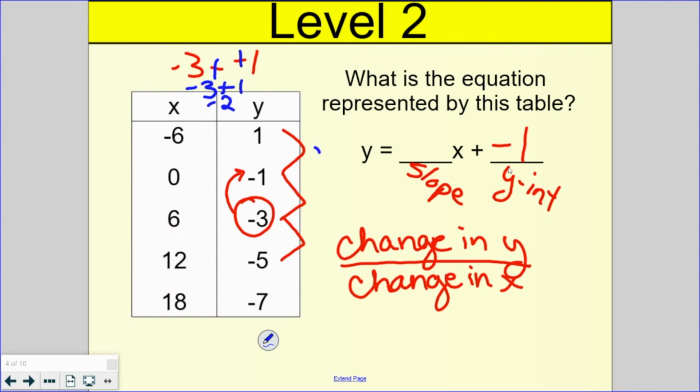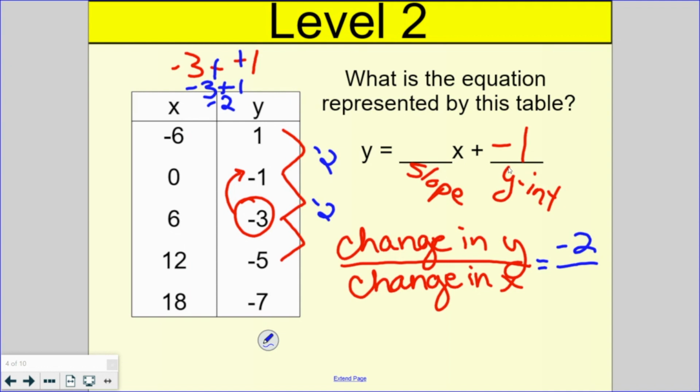Are we subtracting 2 every time? You can go through and check here. 1 minus 2, -1 minus 2, -3. Yes, we are subtracting 2 every time. So our change in y, it goes on the numerator for this table, is -2.